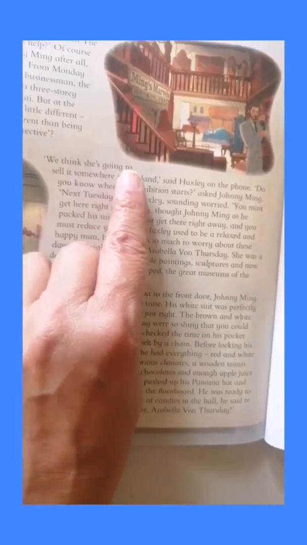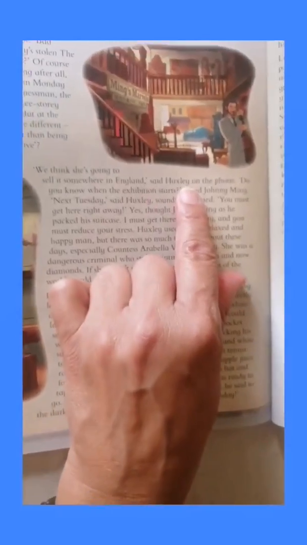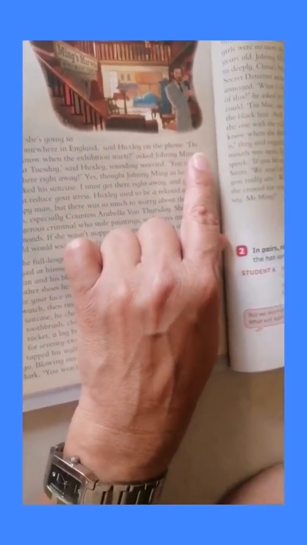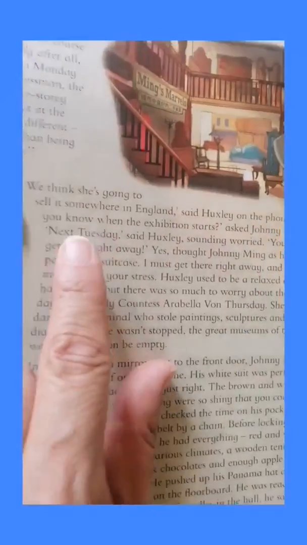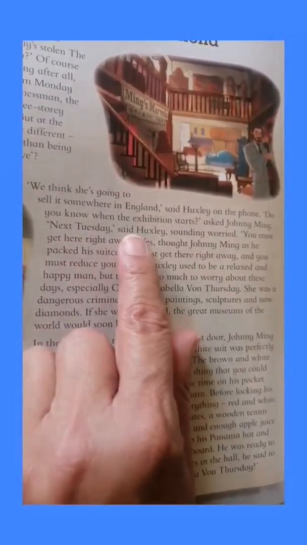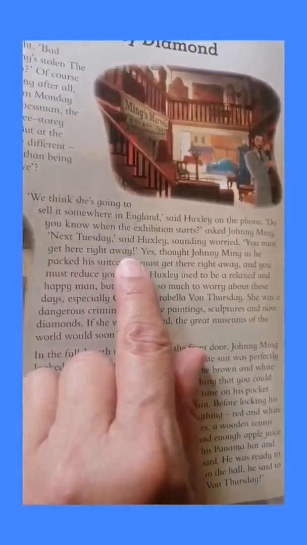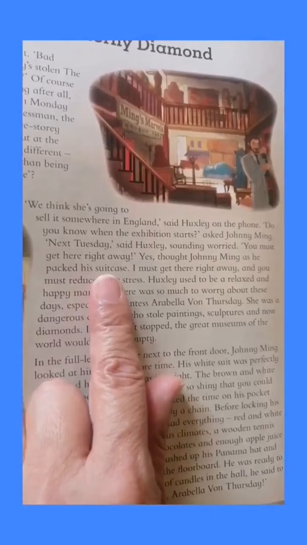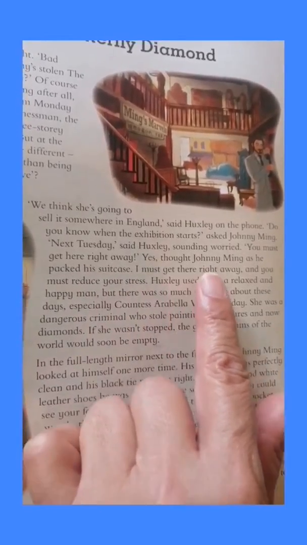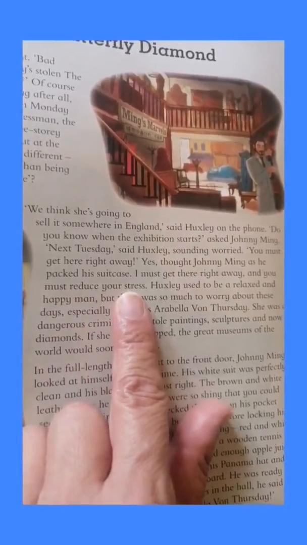"We think she's going to sell it somewhere in England," said Huxley on the phone. "Do you know when the exhibition starts?" asked Johnny Ming. "Next Tuesday," said Huxley, sounding worried. "You must get there right away." "Yes," thought Johnny Ming as he packed his suitcase. "I must get there right away." "And you must reduce your stress."